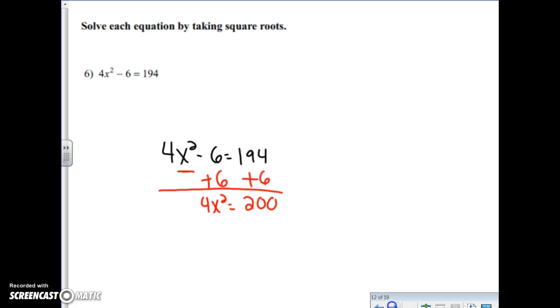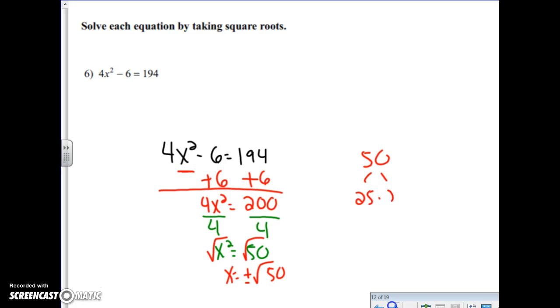I want to get x squared by itself, so I need to get rid of the 4. I'm going to divide both sides by 4, and I get x squared to be 50. Now, I'm just going to square root both sides, and I get plus or minus square root of 50. 50 breaks down to be 25 times 2, or 5 times 5 times 2, so it turns out to be 5 radical 2. So my solution is going to be plus or minus 5 radical 2.